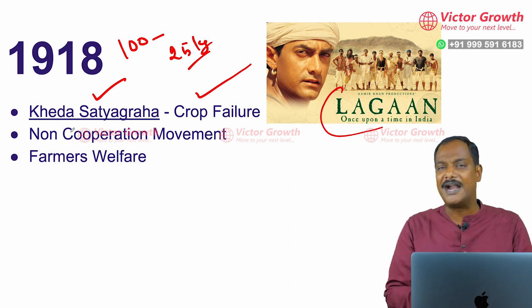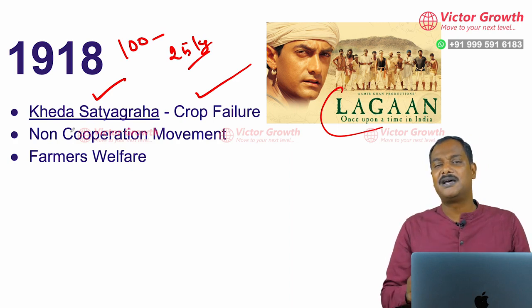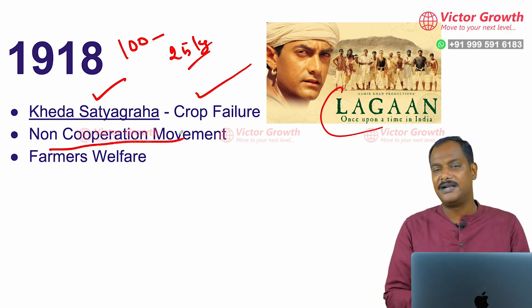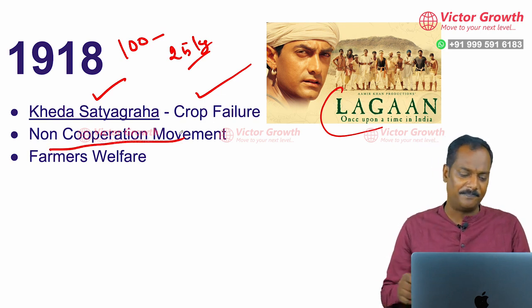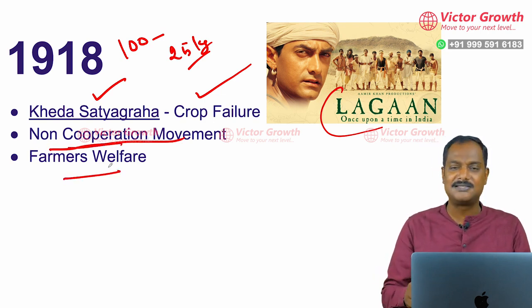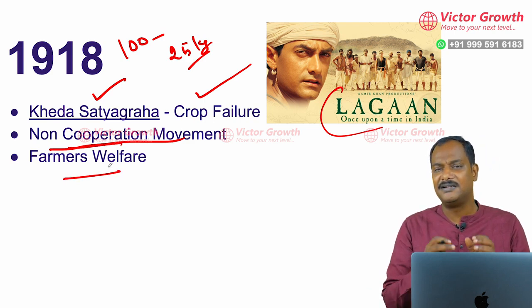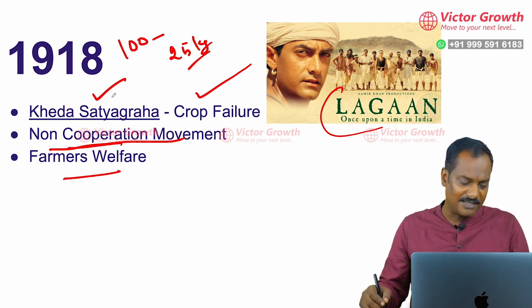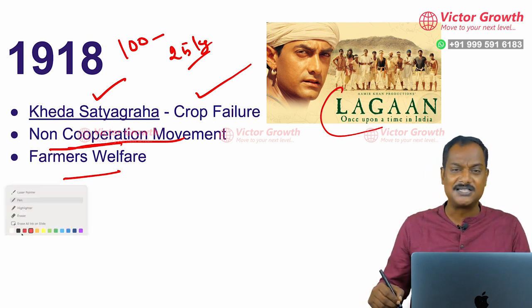The farmers are unable to pay the tax, but the British are demanding the tax. Gandhi enters here and he starts a non-cooperation movement. So it is another success. The government of British said that if you can afford to pay, you can pay, but at the same time, nobody paid it. It is a success for Gandhi.